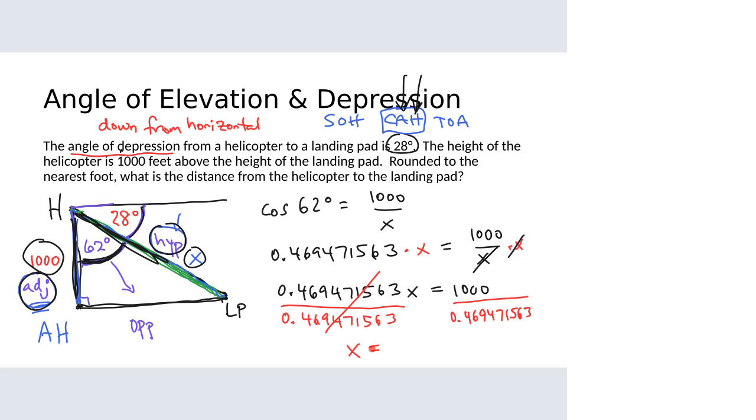And then on the right-hand side, what I've got is 1,000 divided by 0.4694071563. And then rounded to the nearest foot. So that's the nearest whole number. We get 2,130. So the helicopter is 2,130 feet from the landing pad. The computers that are helping helicopters and planes fly are using this kind of math to help them figure out how far away they are and what their angles need to be.